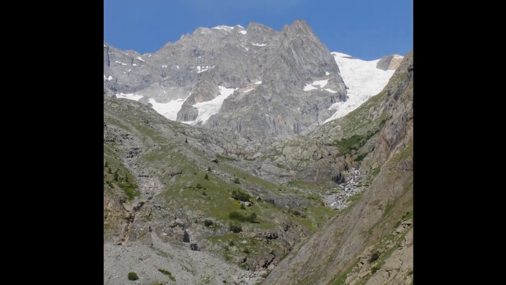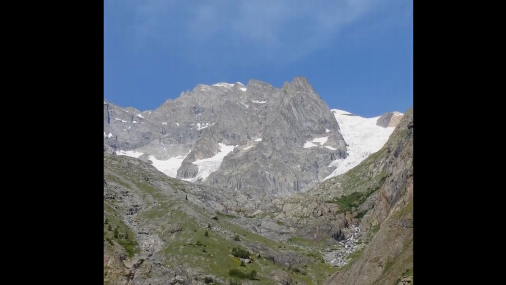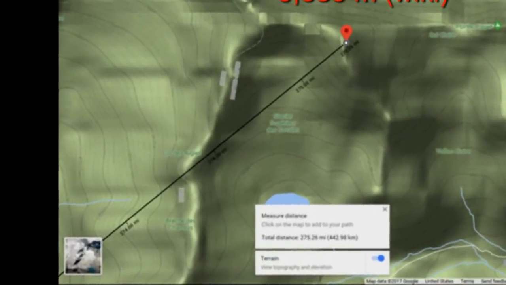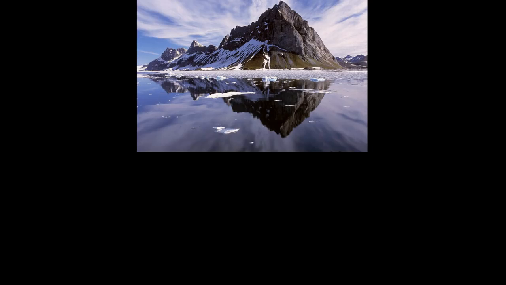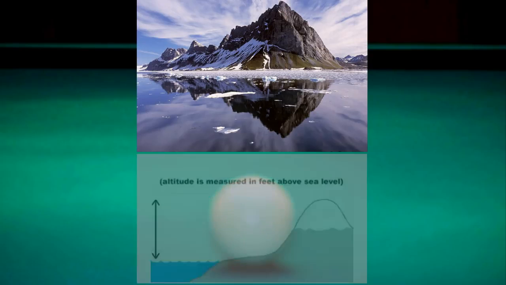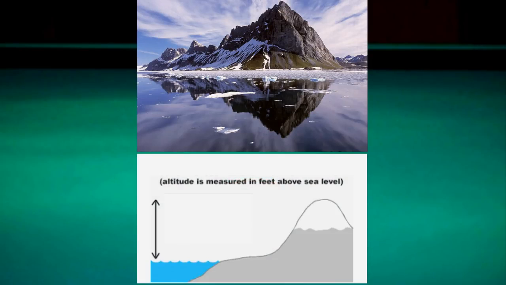One last thought. Mount Gaspar is situated beyond a lot of elevated terrain. We shouldn't expect the photo to look like a single mountain at the end of a pool table-like surface. We shouldn't expect to see the entire mountain from peak to sea level.